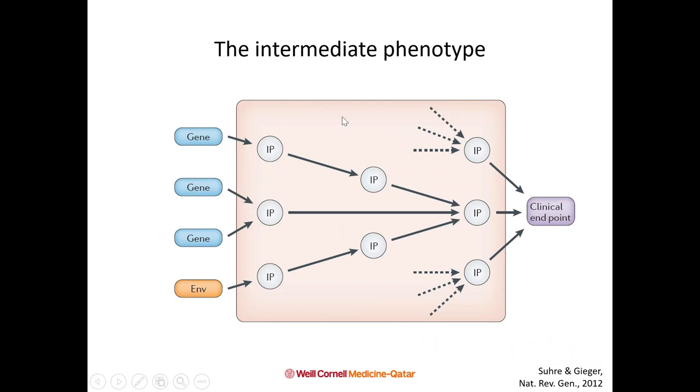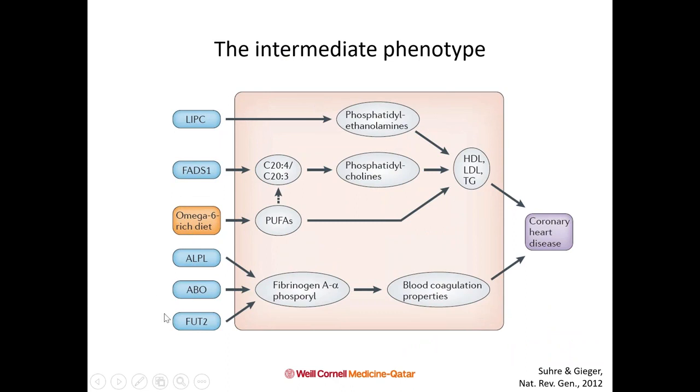statement that there are actually intermediate phenotypes between the genetics, the environment, and the endpoint. And in our study, I could now replace this. So remember the ones I've shown you, FADS1, here the fibrinogen A-alpha. So you can actually build up a network where every arrow here is an association to the endpoint, the coronary artery disease.